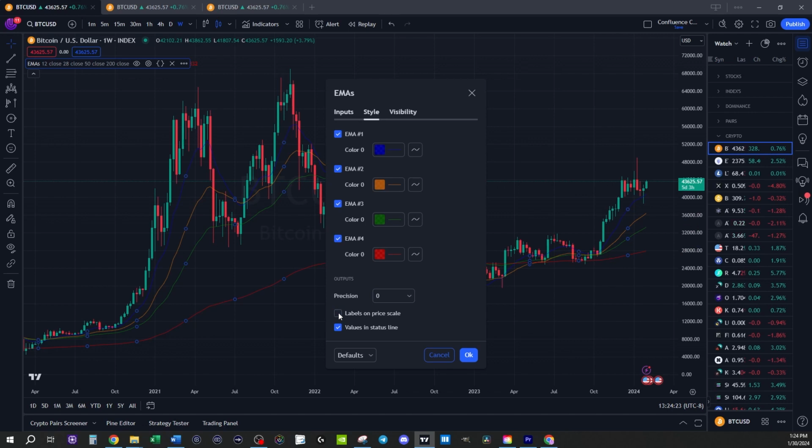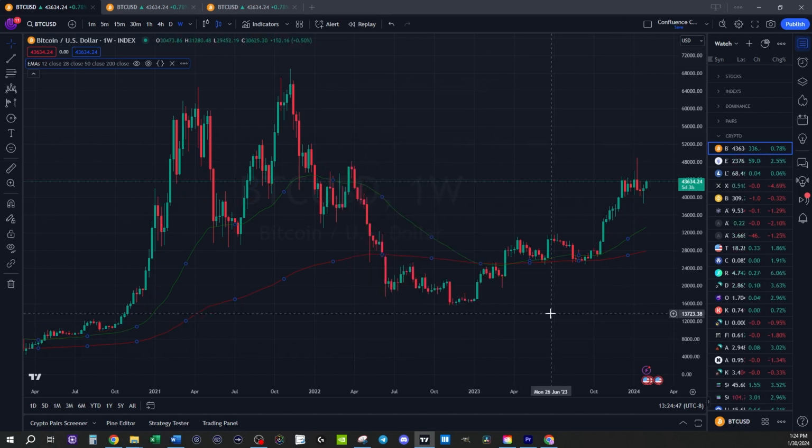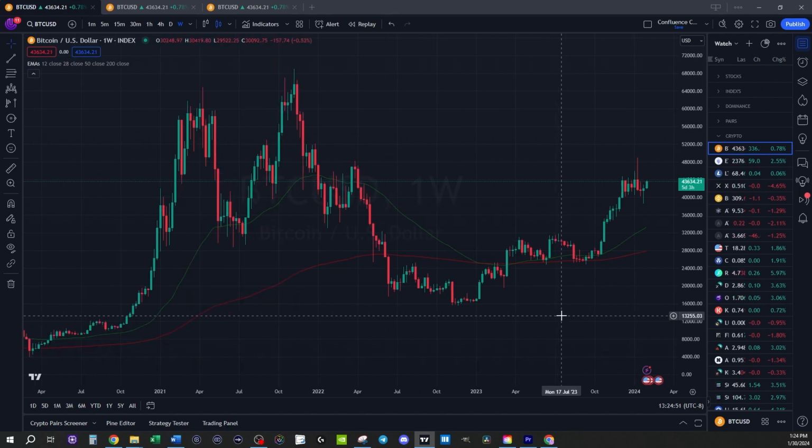Labels on Price scale are highlighted on the right-hand column over here, and values on status line are shown up here. I usually keep them hidden to keep my charts clean. Down here, you can reset the settings or set what you have as a default. So let's just make the setup our default for now. All right, real quick, let's just hide EMAs 1 and 2. And this is what your chart should look like. If you're all set up and ready, let's get into it.